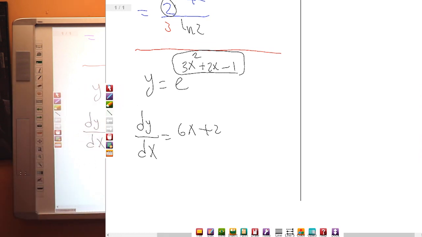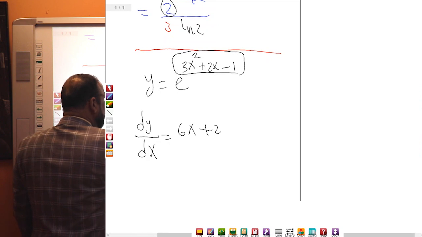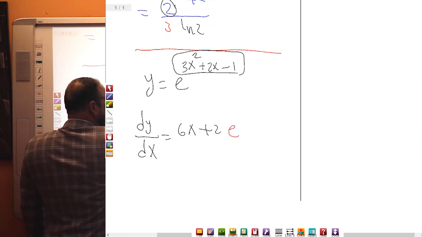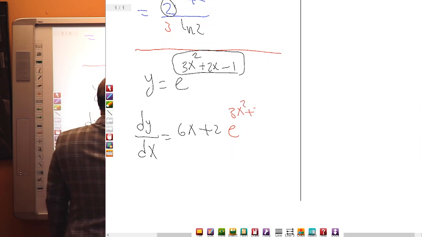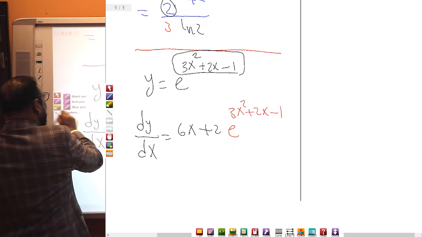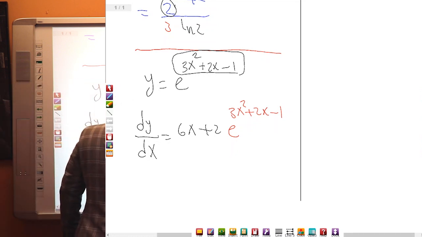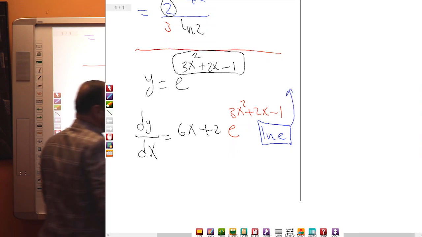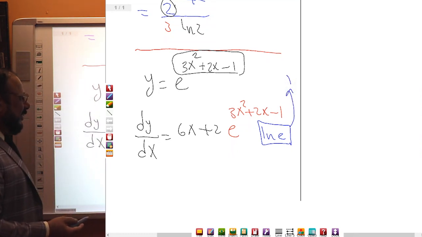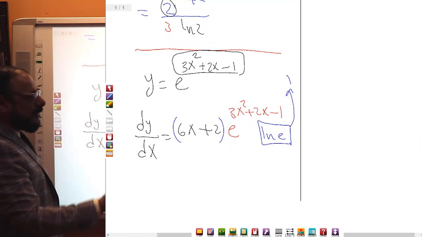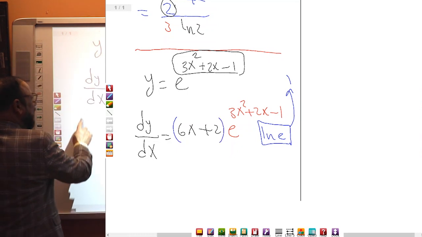e to the 3x squared plus 2x minus 1. Right? Now I should use ln e. I should use here what? But ln e equals what? 1. Because of that we ignore it. So the last step, if this would be ln e, but since ln e is equal to 1, then we ignore it.